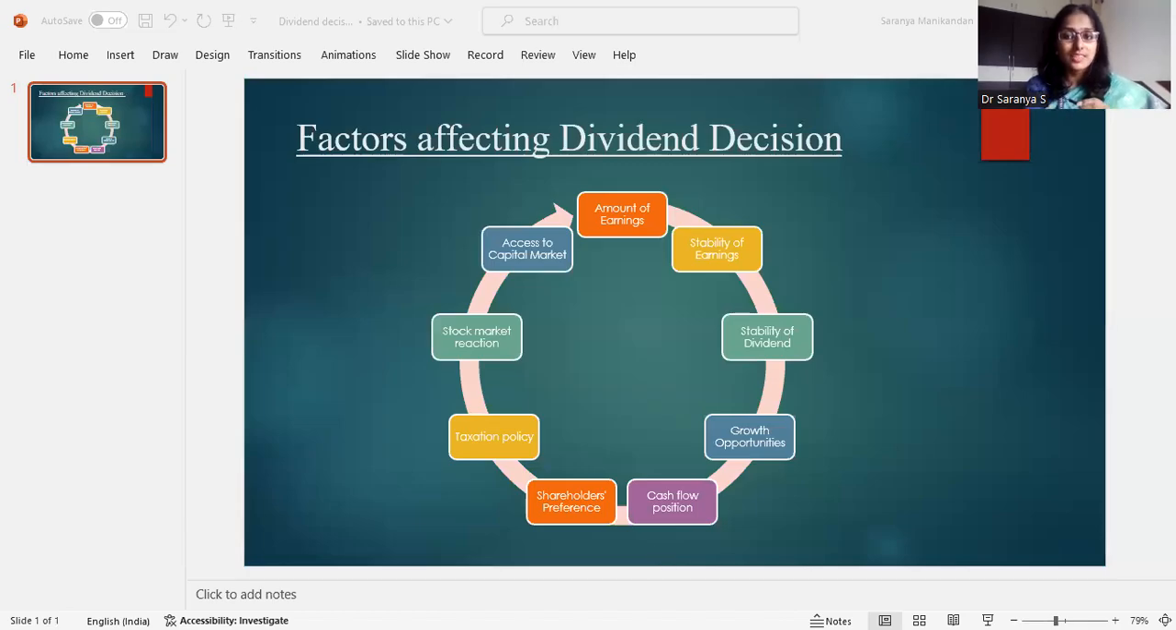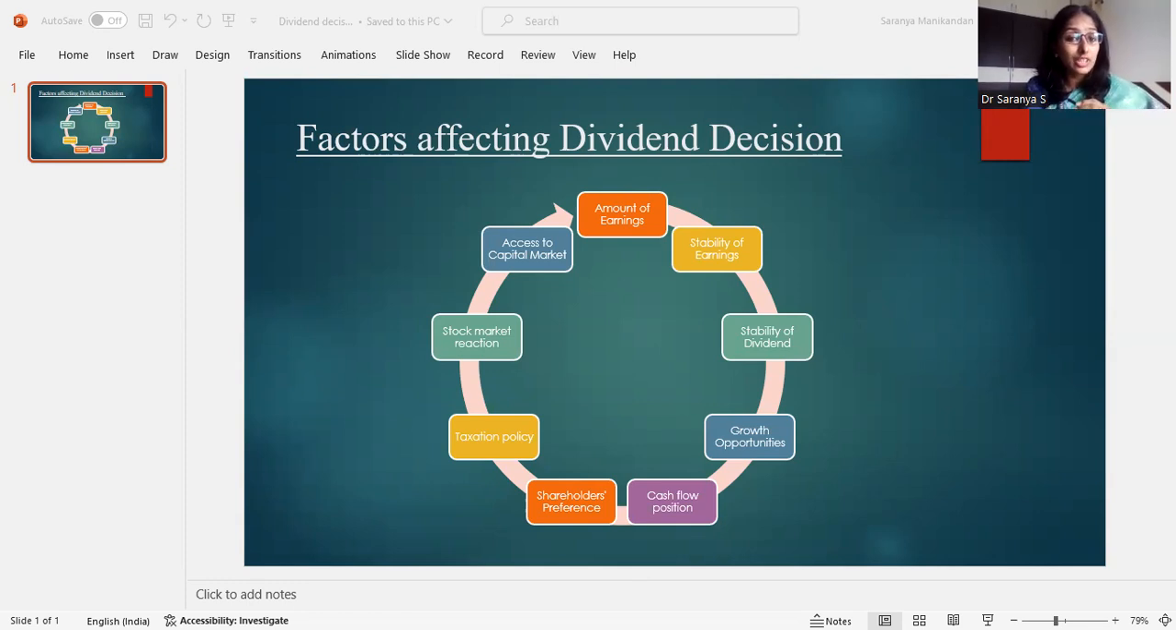Hello, students. Today we will discuss the dividend decisions and the factors affecting them. First, you should know what a dividend is. Dividend is the portion of the profit which is distributed to the shareholders.